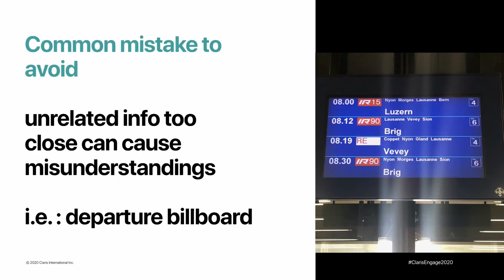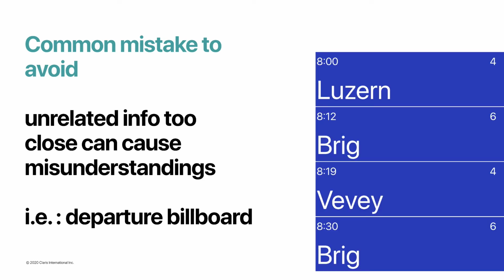The proximity of two elements that have nothing to do together can cause errors. A few years ago, and it's a true story, I missed my train at Geneva train station in Switzerland because I went to the wrong platform after having misinterpreted the billboard. If I reproduce the same billboard here, even with the dividing line, confusion is possible because the name of the destination is too close to the next non-related time and platform.